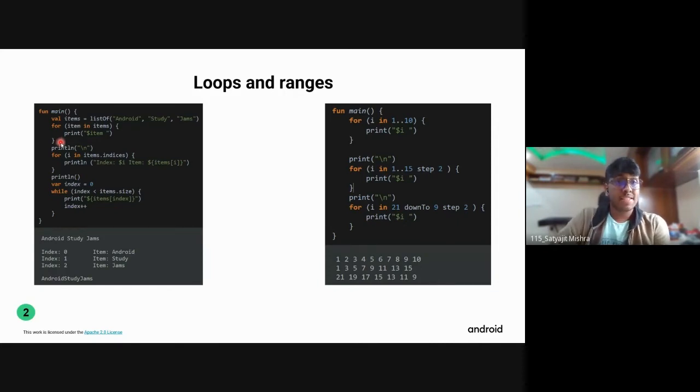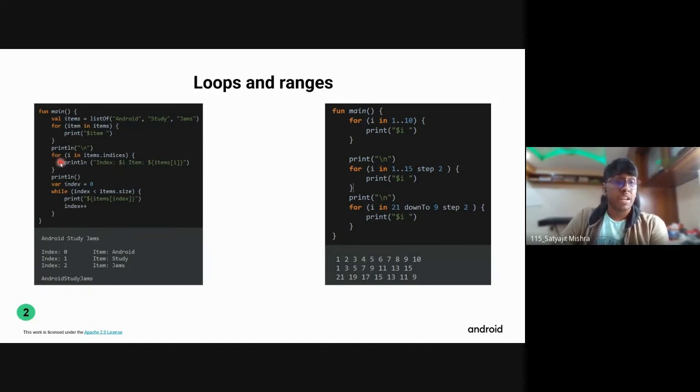So the next thing is we saw how to iterate in a list using each type of for. But, okay, I'll get to this question later, like why is Kotlin preferred over Java?